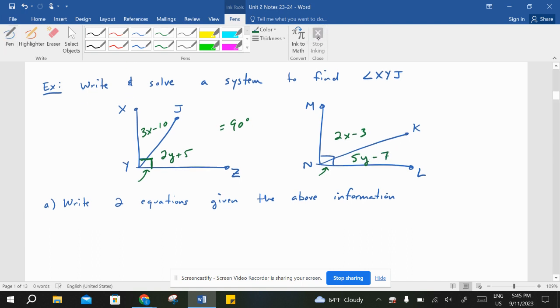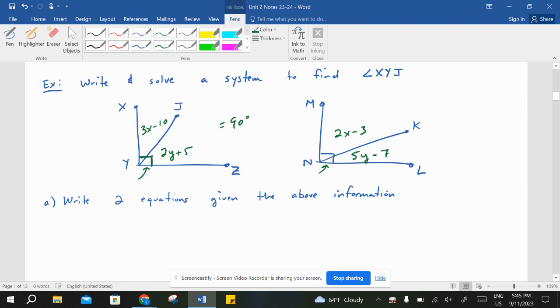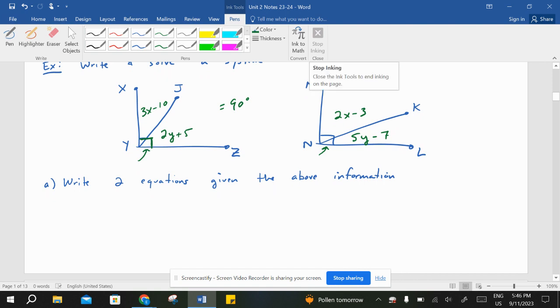We're going to do this in parts and solve the system as we go. The first thing you want to do is look at your pictures and write equations about them. So we already know, again, that this other angle is also 90 degrees because of that right angle marking of the box at angle N. So we're going to go ahead and write two equations about the above information that we have in those two pictures.